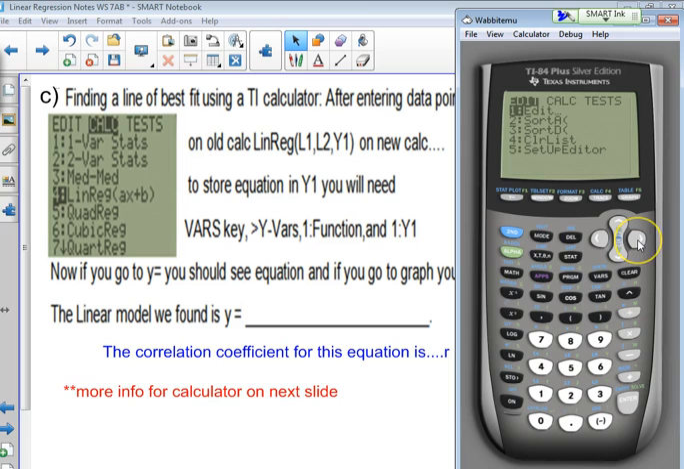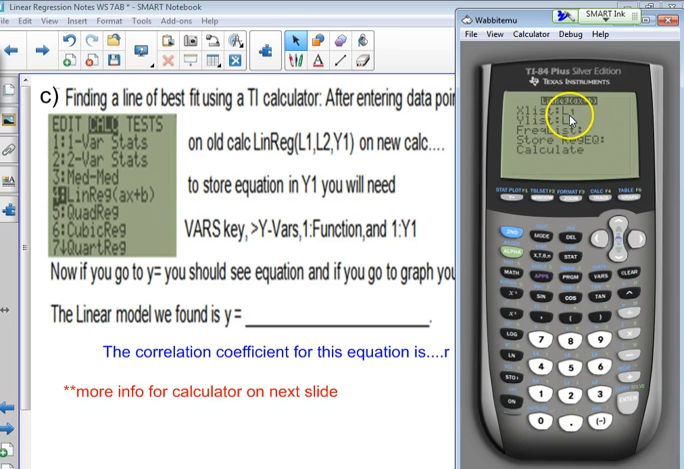Stat, we're going to calculate, so you arrow to the right once, and we want to find the line of regression, so I'm just going to type a 4. You can go down on it and hit enter if you want. If you have a newer calculator, you have this nice little wizard that will ask you what you want to do. If you don't have a newer calculator, I'm going to show you how to do it. It's a little bit longer steps, okay?